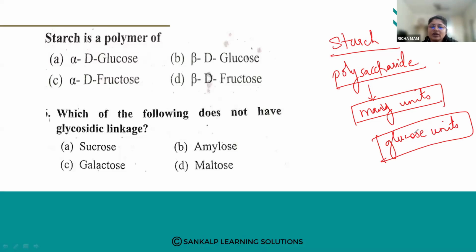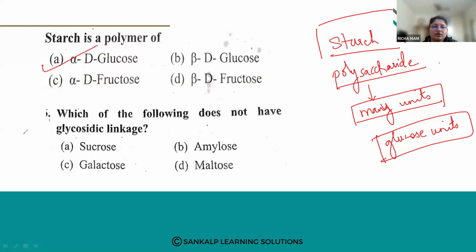What is the function of starch? It stores the energy in the plants. So it is a polymer of glucose, alpha D glucose. Starch is made up of alpha D glucose, so option number A.